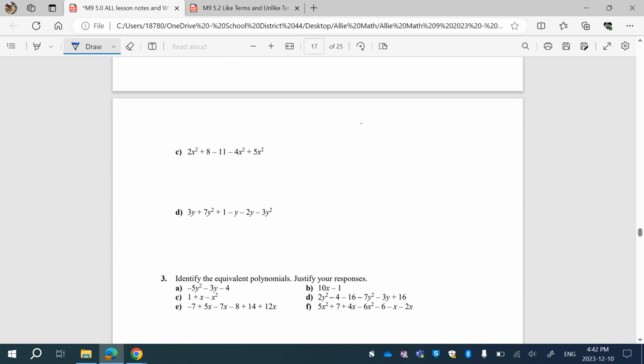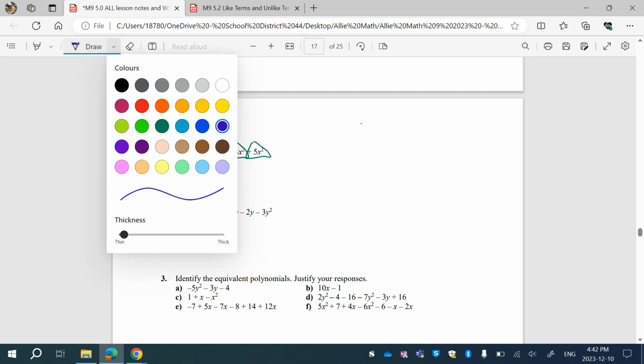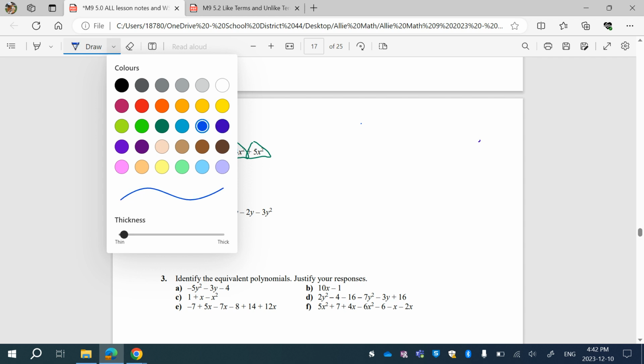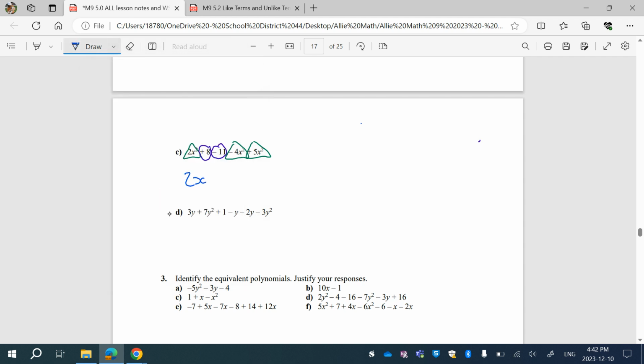Okay, here we've got 2x squared, put a triangle. We have a -4x squared, and we have a +5x squared. And in the middle, we have a +8, and we have a -11. So let's rewrite that. 2x squared subtract 4x squared plus 5x squared plus 8, subtract 11.